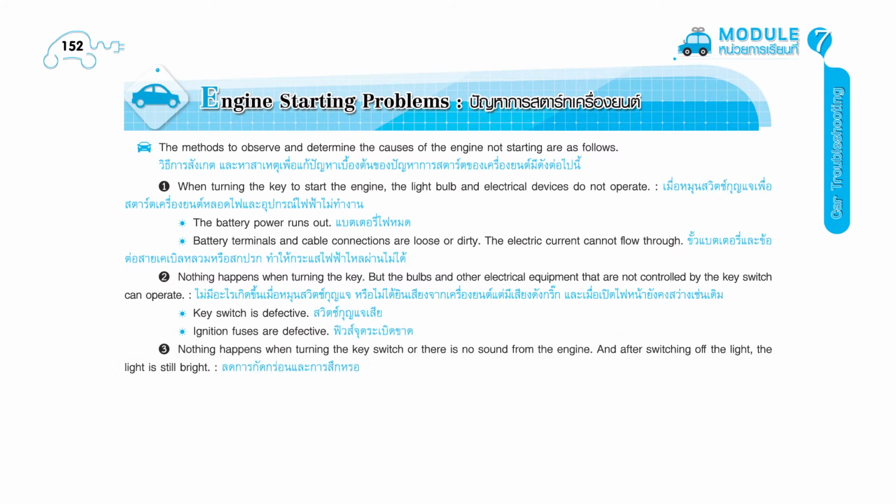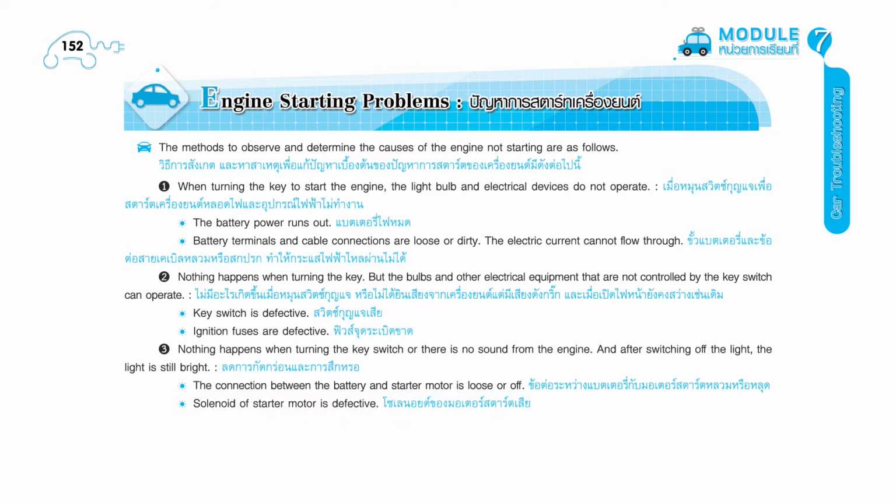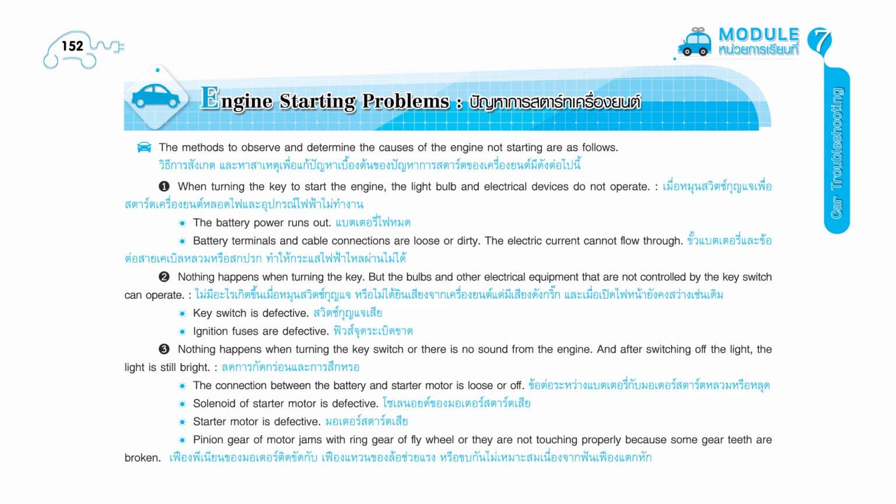3. Nothing happens when turning the key switch or there is no sound from the engine, and after switching off, the light is still bright. The connection between the battery and starter motor is loose or off. Solenoid of starter motor is defective. Starter motor is defective. Pinion gear of motor jams with ring gear of flywheel or they are not touching properly because some gear teeth are broken.